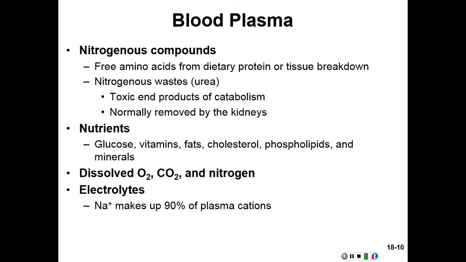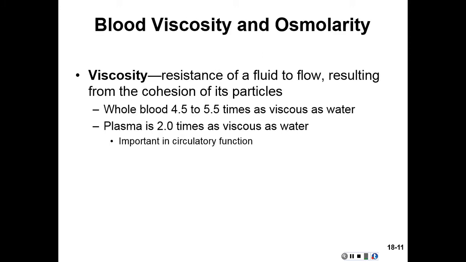Nitrogen: urea is a nitrogen waste. When the nitrogen base is built up, that means that the kidneys are not functioning properly. Nutrients are glucose, vitamins, phospholipids, cholesterol. Some of the dissolved ingredients in blood: chemicals, oxygen, carbon dioxide, and nitrogen. Sodium, potassium, chloride are some of the electrolytes that we find. Now, all positively charged ions are cations, like sodium, potassium, magnesium, phosphorus. Chloride is negative, it is an anion.